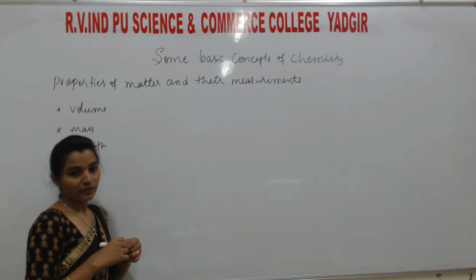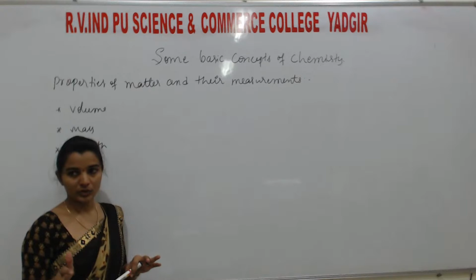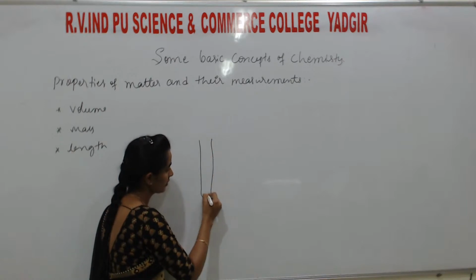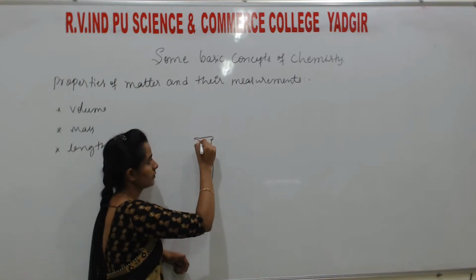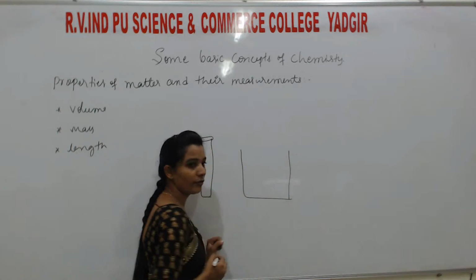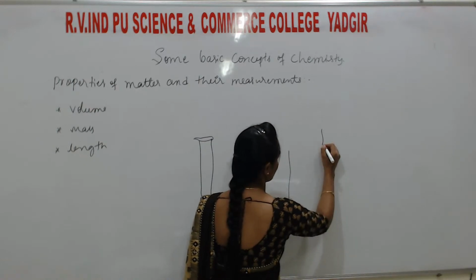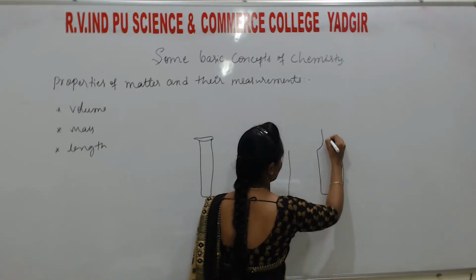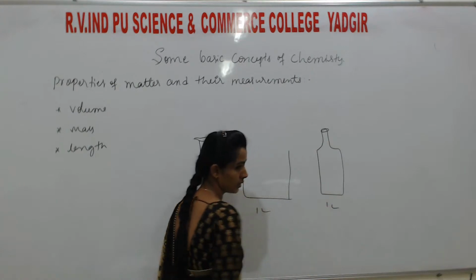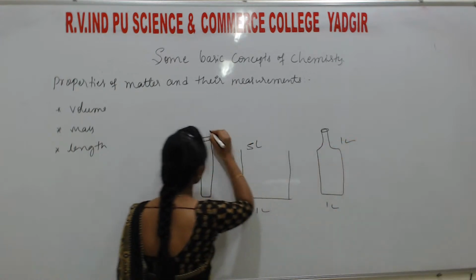So students, volume. For example, if you take 1 liter of a substance, 1 liter of water you assume. If this type of measuring jar is there of 1 liter, this is a measuring jar of 1 liter. This is a container of 1 liter. Next, this is a bottle of 1 liter. Assume this is 5 liter you assume. This is 5 liter, this is 1 liter, this is 2 liter.